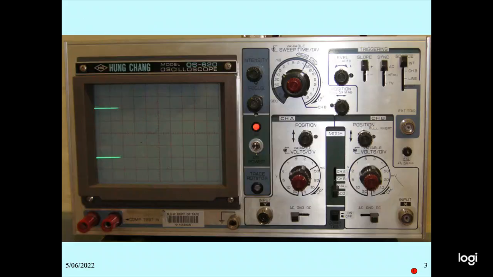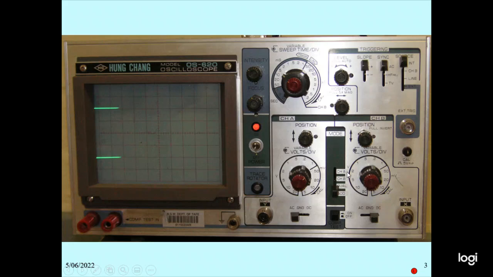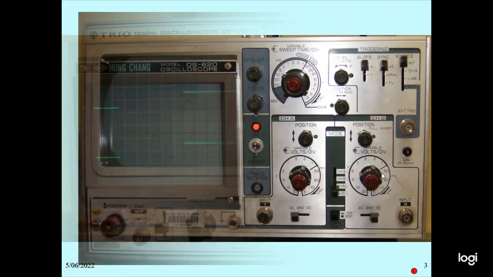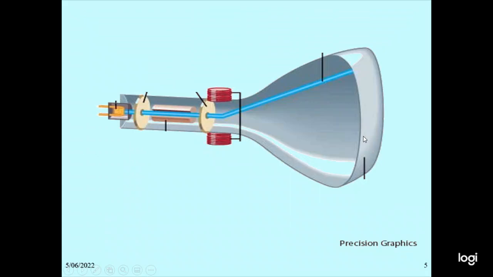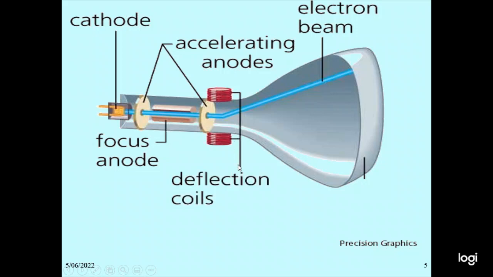So this is the connection diagram of the cathode ray oscilloscope. This is the switch, and this is for channel A and channel B, so the channel A, channel B switch. And this is the inside of the cathode ray oscilloscope. This is the cathode, the accelerating electrode and the electron beam. The focus electrode includes the deflection coil. And this is the phosphor screen.